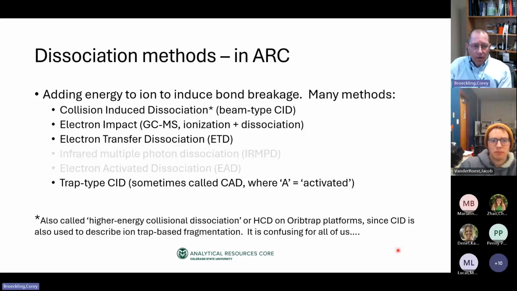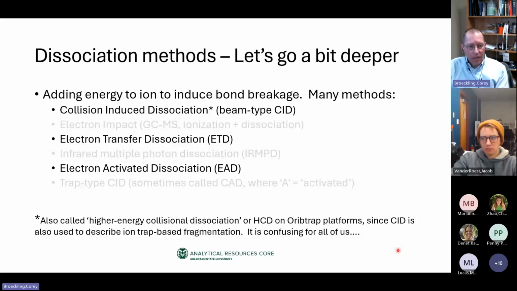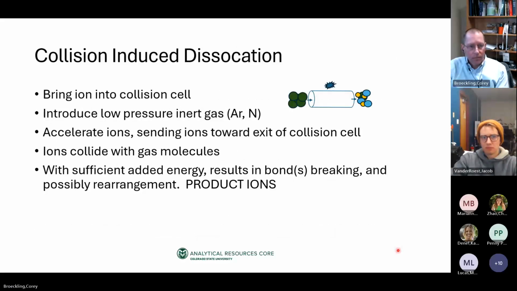So in the ARC, we have access to about 4 of these. Collision-induced dissociation is on pretty much all of the instruments that we can do MS-MS on that are LC coupled. Electron impact is on all of our GCMS systems. Our Thermo Orbitrap system has electron transfer dissociation, ETD, and trap type CID, or CAD, collisional activated dissociation. We'll talk a little bit more about each of these 3 because they're relatively prominent in the literature these days. So we'll start with collision-induced dissociation.